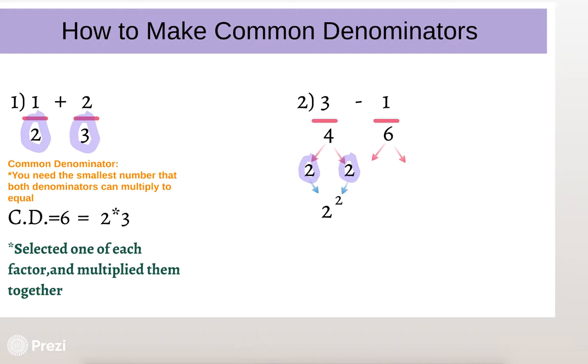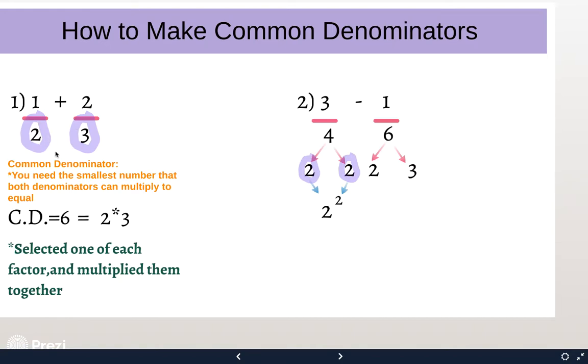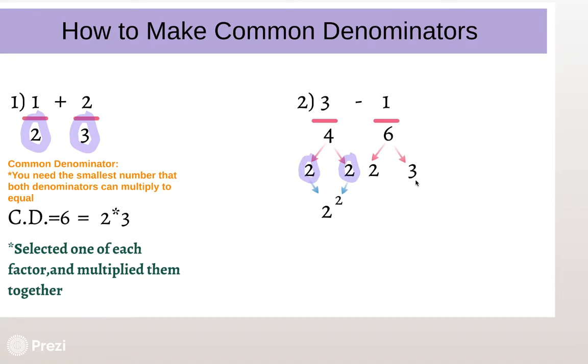So 2 things that go into 6, you guys are too cool for school. That is 2 and 3. Okay, so the first thing, we need to factor the denominators. Then over here, we need to grab one of every different kind of number we see, which I'm seeing 2's in each denominator and I'm seeing 3. So I'm going to be grabbing some 2's and 3's eventually. So let's see what happens.